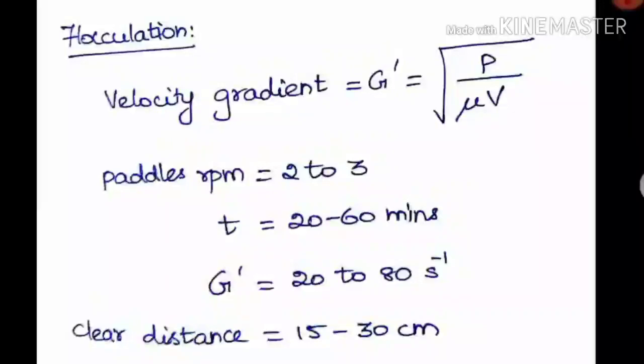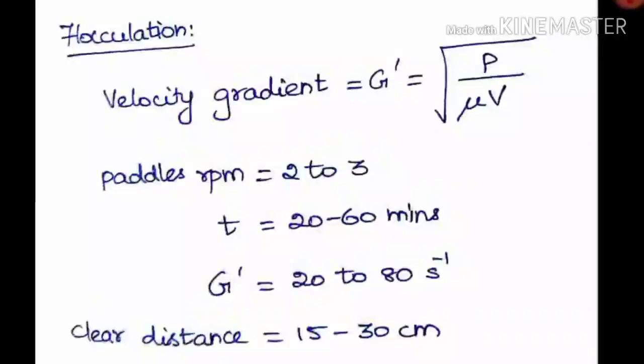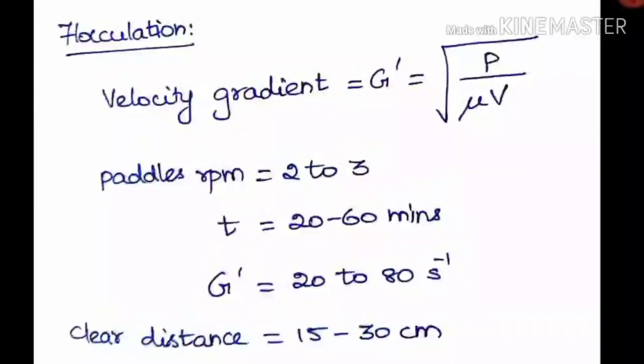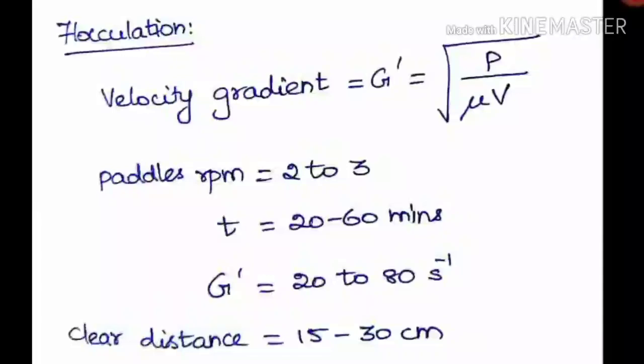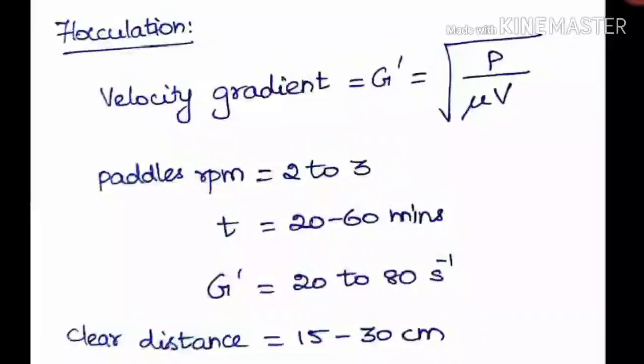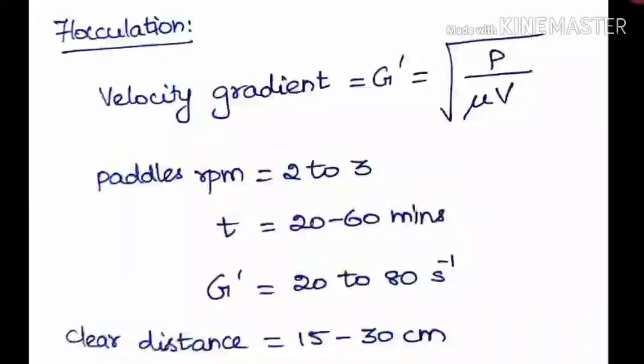And the flocculation process is also related with this sedimentation. So when the coagulant is added in the sedimentation tank, flocs will be formed. And so the flocculation has to be done here so that the floc particles will settle down quickly. So the velocity gradient that has to be maintained in the flocculation tank should be root of P by mu V. P is the power, mu is the dynamic viscosity, and V is the volume of water. The paddles provided in the flocculation tank should rotate at 2 to 3 rpm only, so that it will be a very slow rotation, and this only allows the floc particles to settle down quickly.